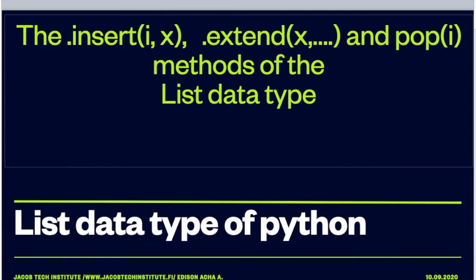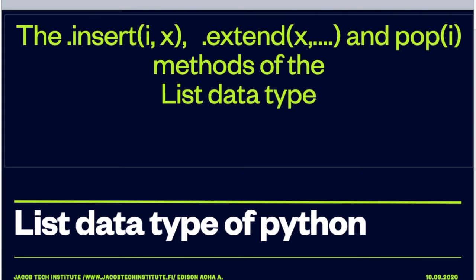In the insert method, you have the possibility to add an element like X to the list using the index position, or you have the possibility to add an element X at a particular index position on your list. The extend method gives you the possibility to add several items or several elements at once to your list. Let's look at an example.